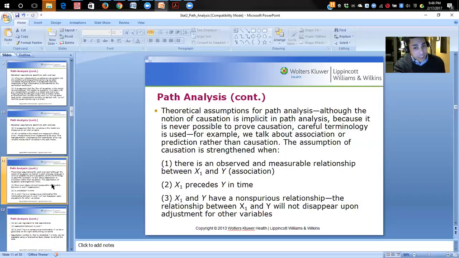causality, which is non-spuriousness. So this is a different slide, but I just want you to connect the dots right away. This is basically the three conditions of causality, or the three conditions of causation, cause and effect: there is an observed and measurable relationship between independent and dependent variable, there's the temporal ordering, and then there's the non-spuriousness of the data that we collect.